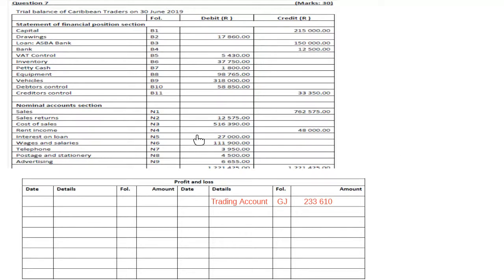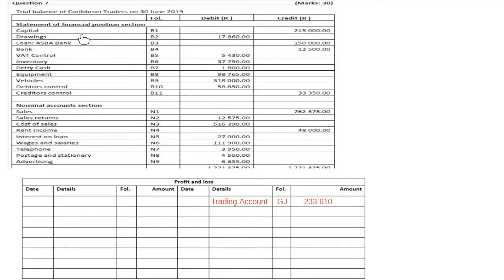So guys, if you're not sure what your incomes are, just go to the nominal account section. Unless in the exam they don't give you the sections, and sometimes they mix these accounts together. Remember, the nominal account section is where you find only your incomes and expenses. So if you don't know what your incomes are, just go to the nominal account section. Everything on the credit will be your incomes. I repeat, everything on the credit will be your incomes.